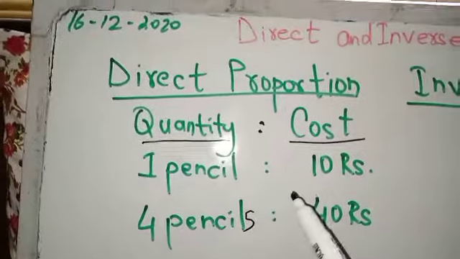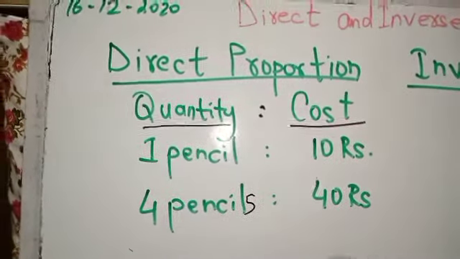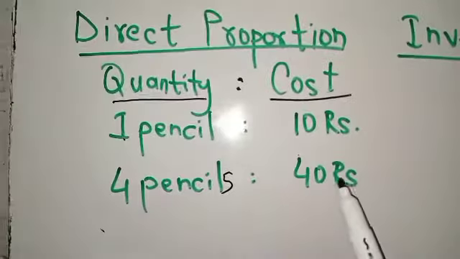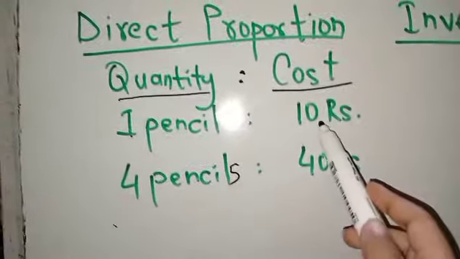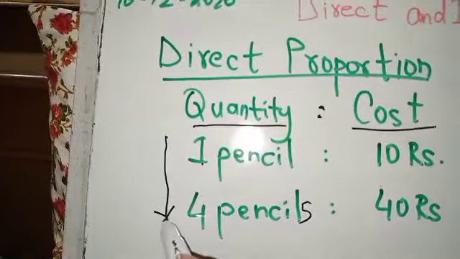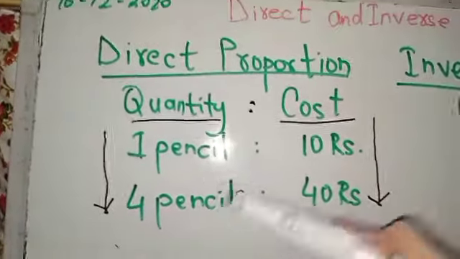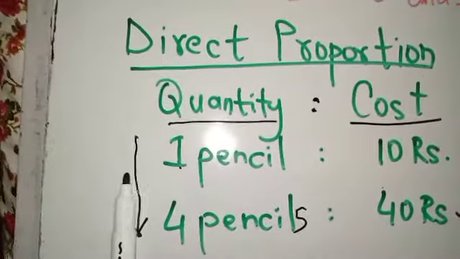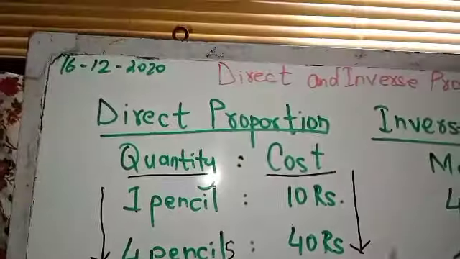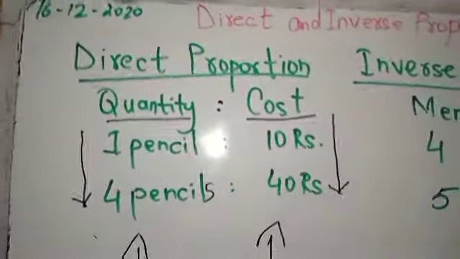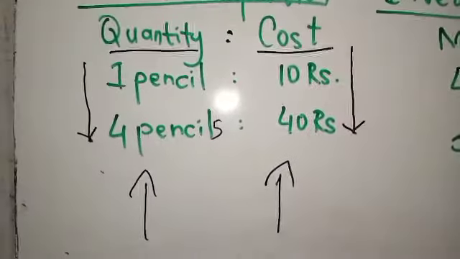Okay, so what is direct proportion? How will you explain direct proportion? An increase in quantity also increases its cost. When it was 1 pencil, it was 10 rupees. When you increase the quantity, the cost is also increased. Also, you have to pay more. So if one thing increases, the other thing also increases. That is known as direct proportion. If one thing decreases, another thing also decreases. That is known as direct proportion.